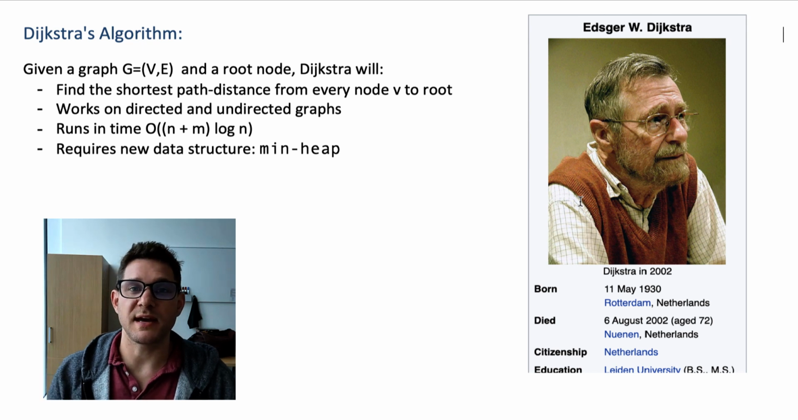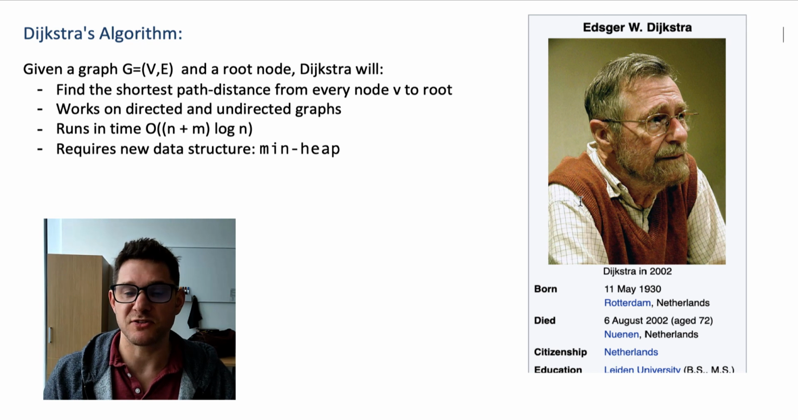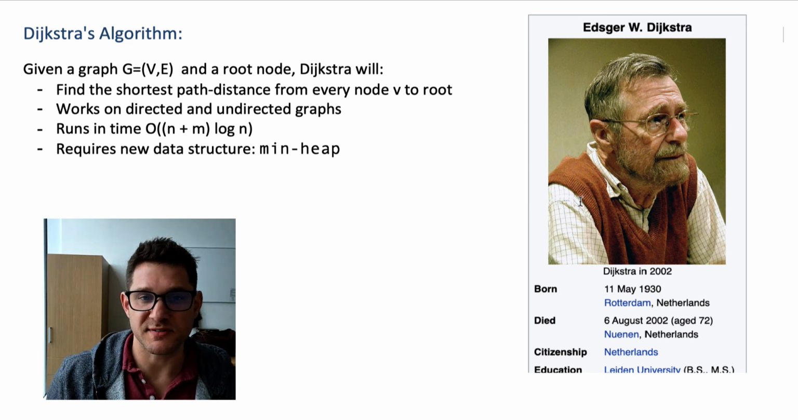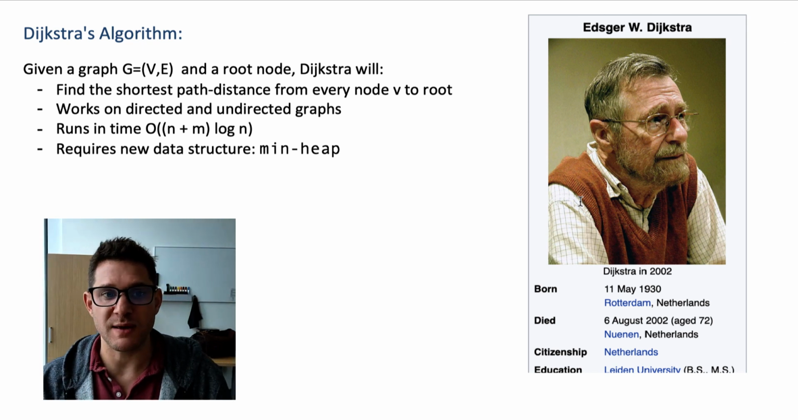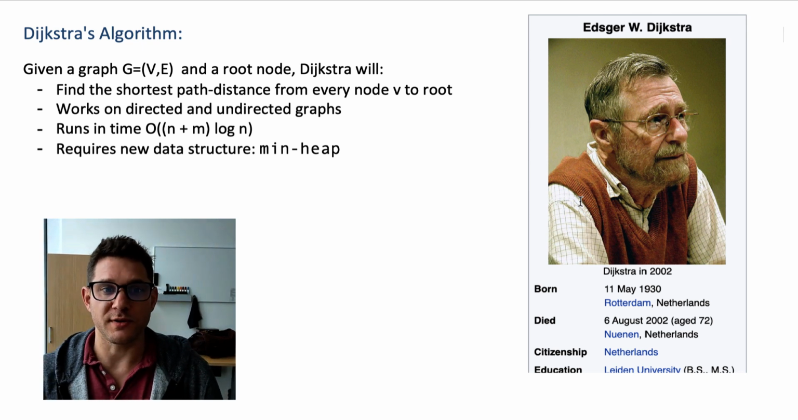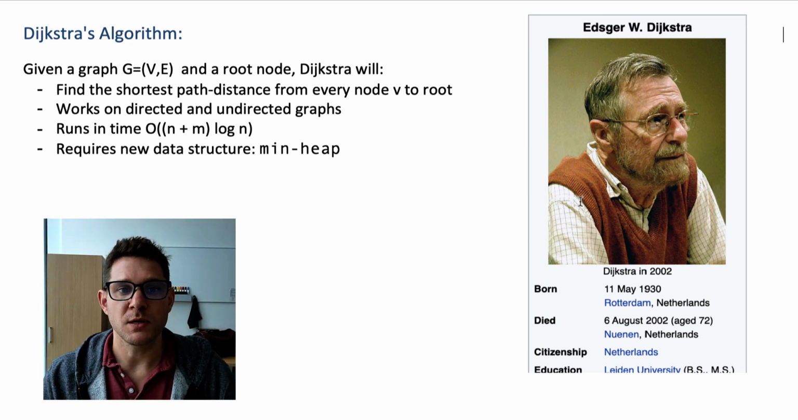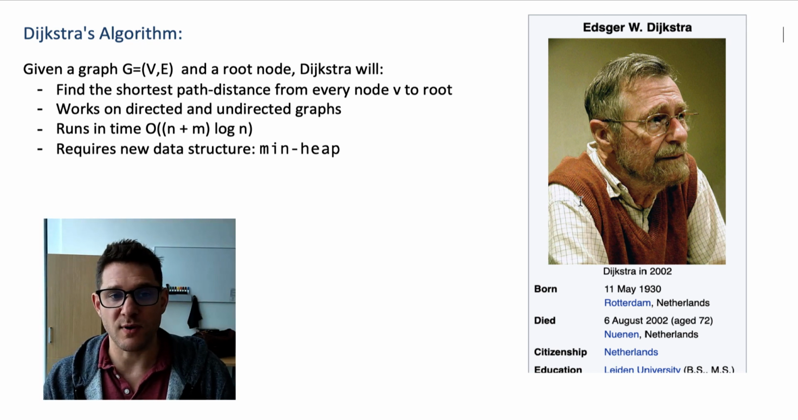Now we're going to talk about Dijkstra's algorithm. Dijkstra, who is a Dutch mathematician and computer scientist, came up with what is now perhaps one of the most famous algorithms in computer science, and it's kind of a cool algorithm. What Dijkstra's algorithm does is it finds the shortest path distance from every node in a graph to some given root node. It works on both directed and undirected graphs.